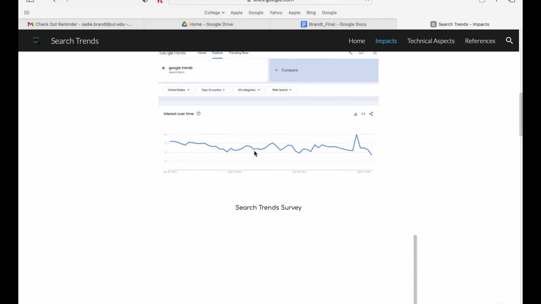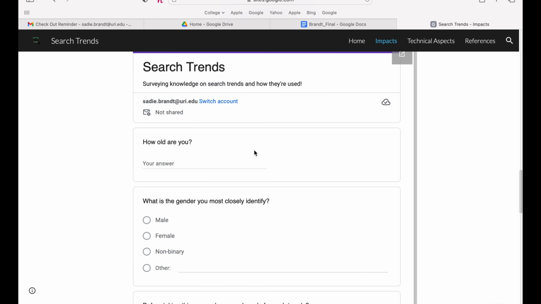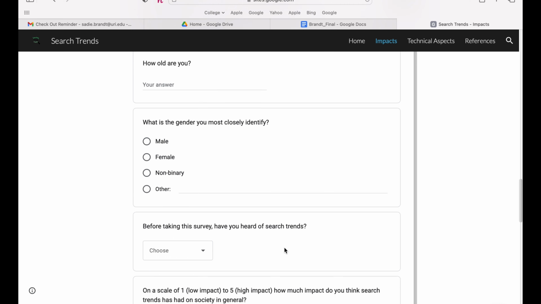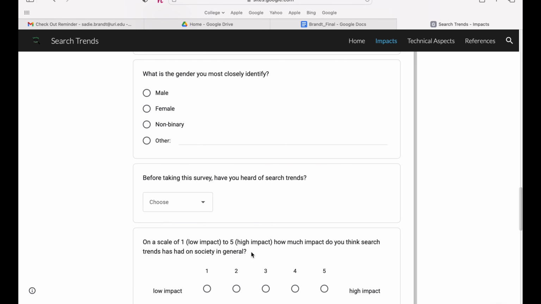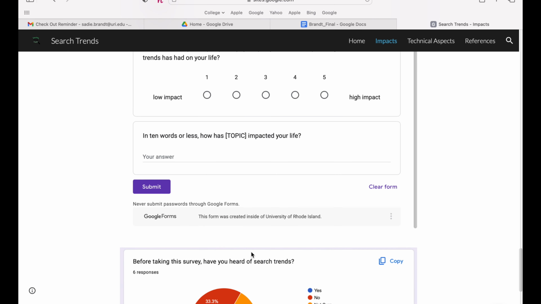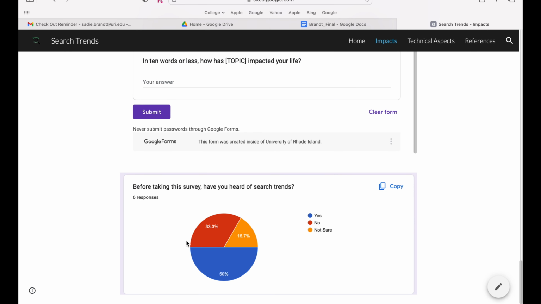we have the survey that I did. So this was just asking a few people in my peer group, what had they heard of search trends? How do they think this impacts their life? And here's one of the graphs from my survey. So this was just before taking the survey. Have you heard of search trends? If we're looking at this, 50% said yes, 16% not sure, and 33% said no. So it's a pretty 50-50 familiarity with search trends.